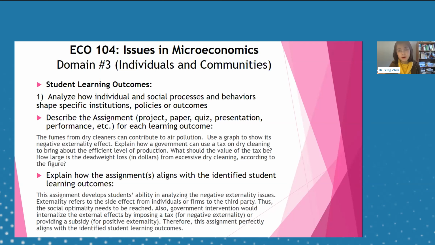Therefore, if we consider the third party's benefits, which means if we consider the entire society, we need to modify the firm's behavior and try our best to reach the social optimality. And also we'll think about what kind of government policies could be used in order to internalize such negative external effects. So from our textbook, right? So students would learn that imposing a tax is a typical way to internalize a negative externality. And on the other hand, providing a subsidy is to solve the problem of positive externality. Therefore, I believe that this assignment could satisfy the first student learning outcome very well.